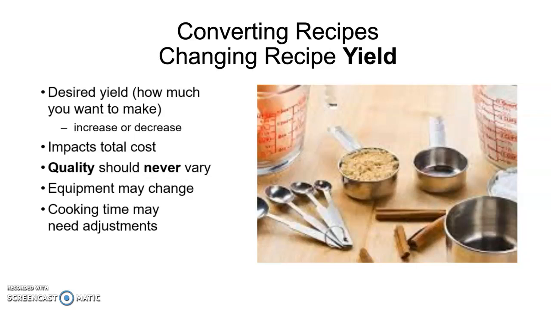So if you're cooking a small batch, so an 8x8 pan, you may need to adjust the time to cook it just a little bit longer if you're using a bigger pan. Temperature should not change. So if it's 350 for an hour, it should be 350. Keep the temperature the same.